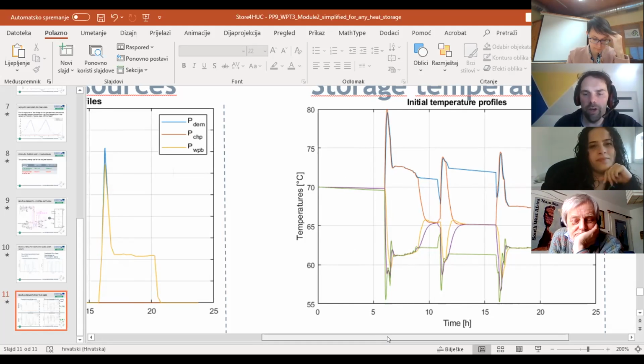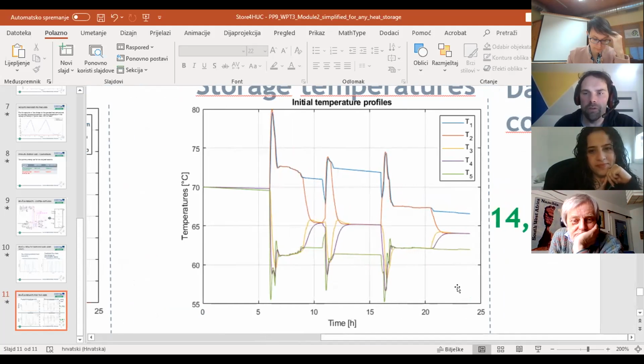And with such operation, the daily cost for here just the pellets, which are then used for running the wood pellets boiler, would be 14.75 euro. Okay.